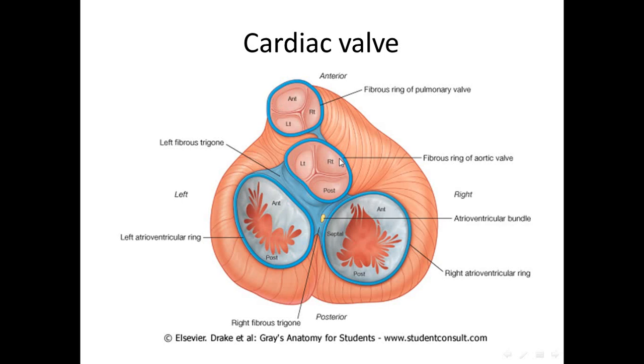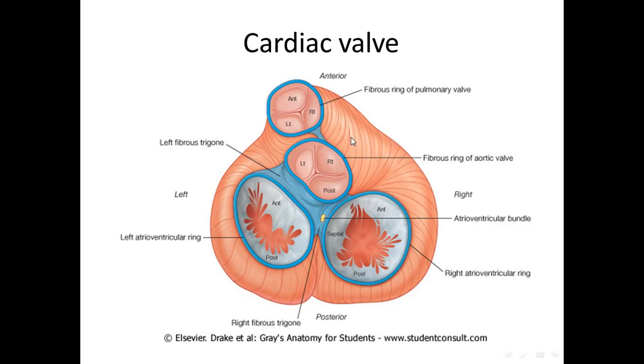The other valves have three cusps. In the case of the tricuspid valve, we have the anterior, the posterior, and the septal leaflet. And the aortic valve has left, right, and posterior. The pulmonary has left, right, and anterior.